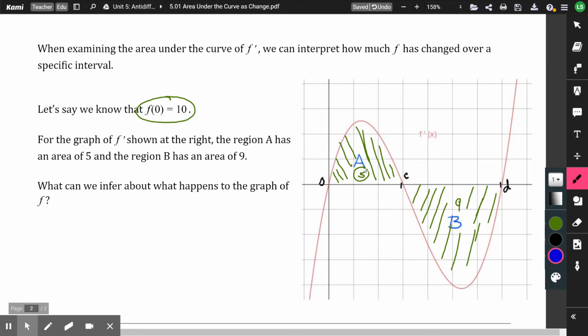So this area of 5 that's underneath here with a talks about how the function f is going to be changing. If we started at (0, 10), by the time we get to x equals c, we know that we've had a change of 5. So we're going to take the 10 and add the 5 to it to end up at a final result of 15. So our function f started at a y value of 10, and by the time we got to x equals c, we have a y value of 15.